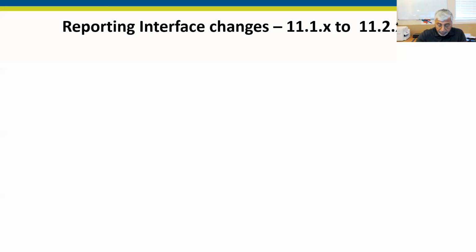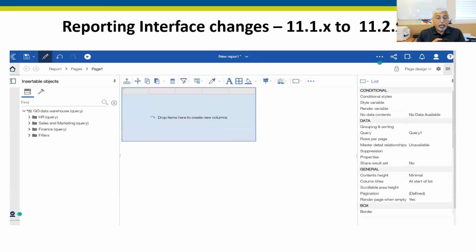Then the reporting interface changes. In 11.1, this was the reporting interface. It looks very similar, but the main thing you will see is that in the reporting interface, we've got two bars on the top. We have the navigation bar, and we have the undo, edit, etc. in the blue bar on the top. Pay attention to the three horizontal dots we see here. They have changed to vertical dots in 11.2.